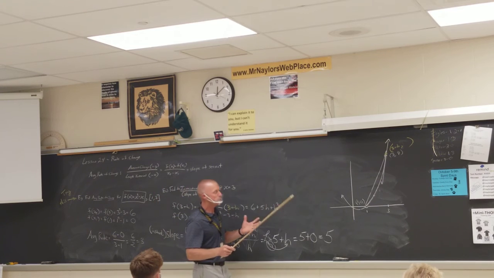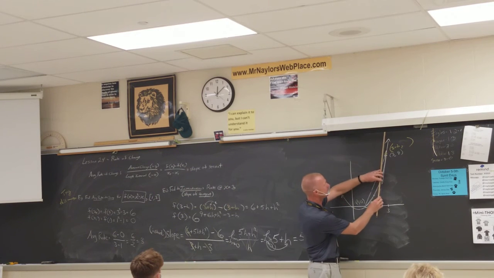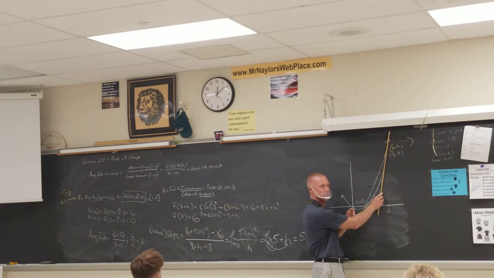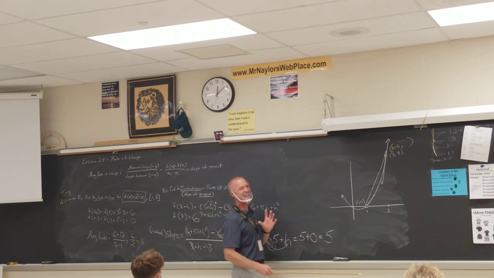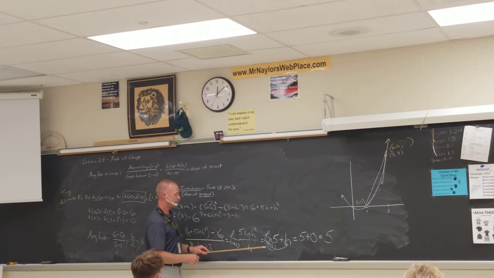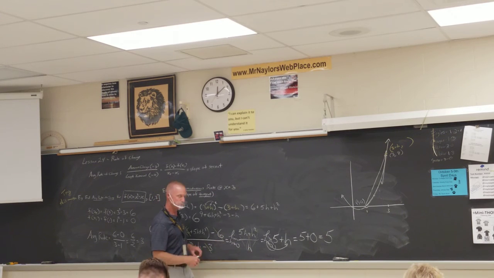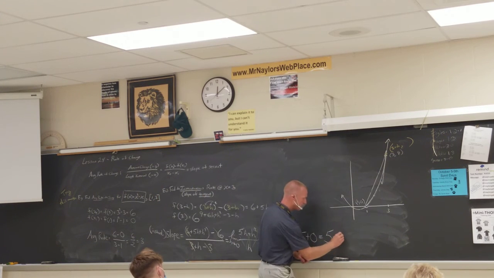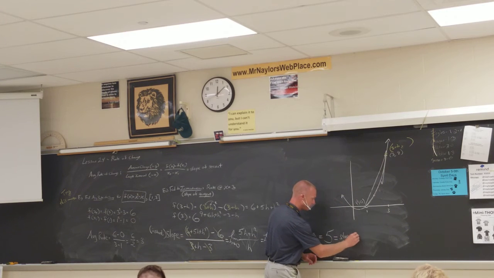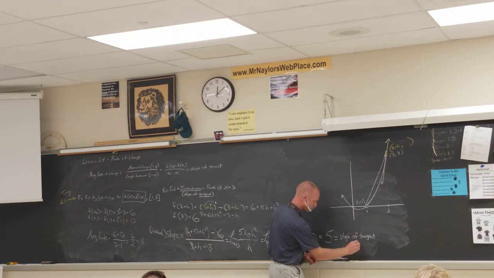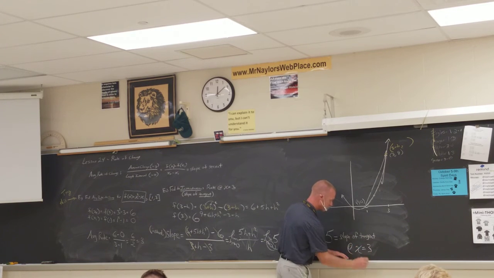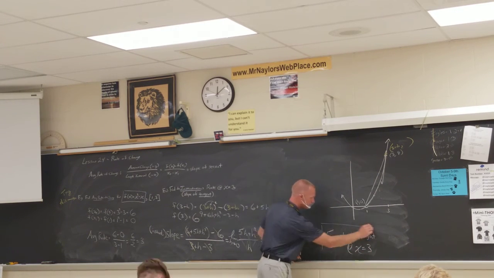I'm sure there's not one of you that would say that this line doesn't have slope. Sure, it has slope. I mean, there it is. Even though it's just a sketch on the board, it's got a slope of 5. And that would be the slope at x equals 3. That would be the slope of the tangent at x equals 3.